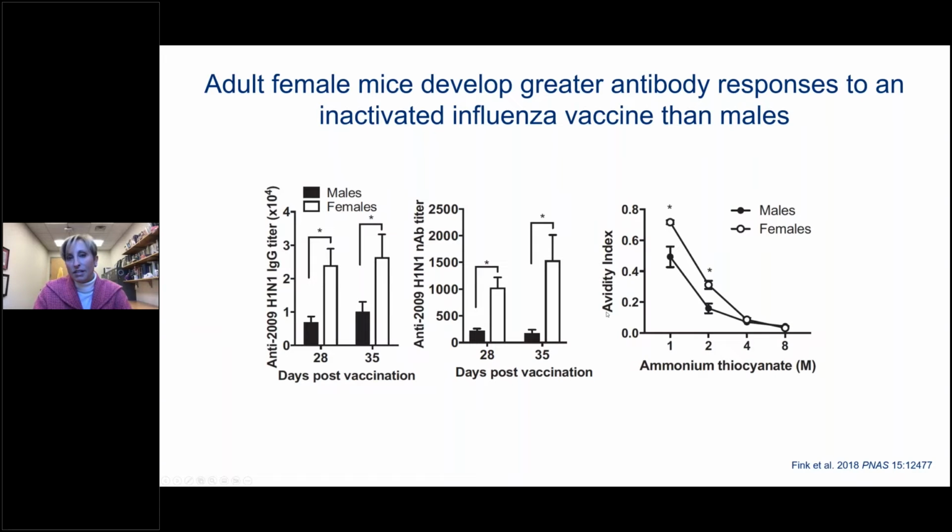And when we look at the avidity of that IgG, the avidity is greater for females, the open symbols, as compared with males. And we do this by using a chemical that causes dissociation of the antibody-antigen complex.